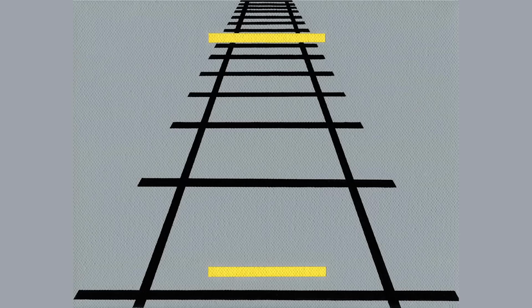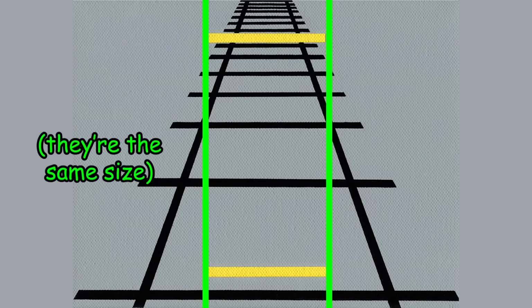Ponzo illusion. The upper line looks longer because we interpret the upper part as receding into the distance. This is caused by the same mechanism that makes us perceive 2D images as 3D ones.